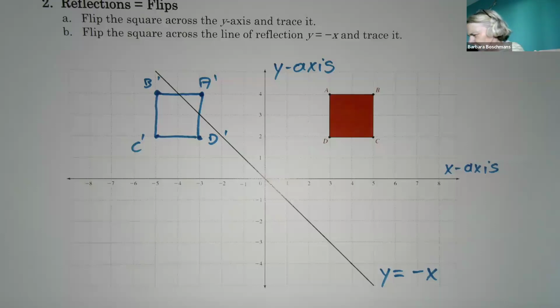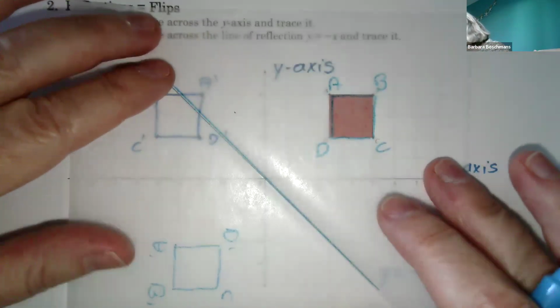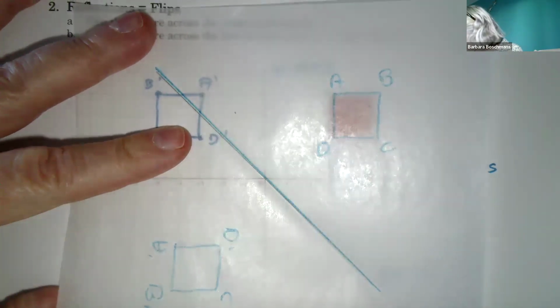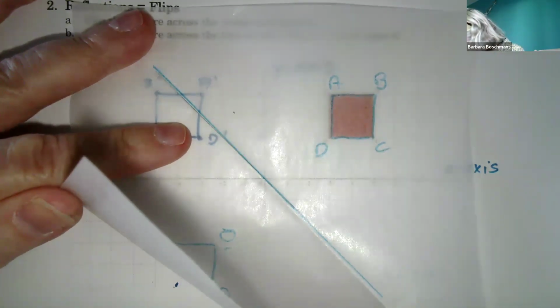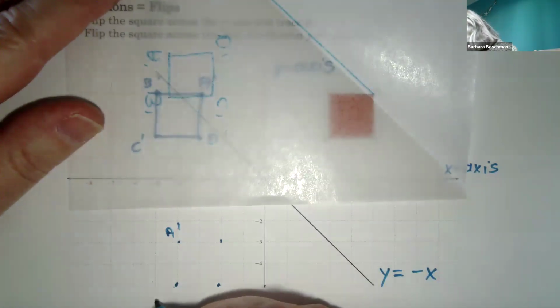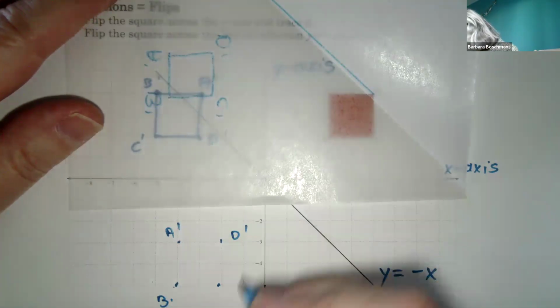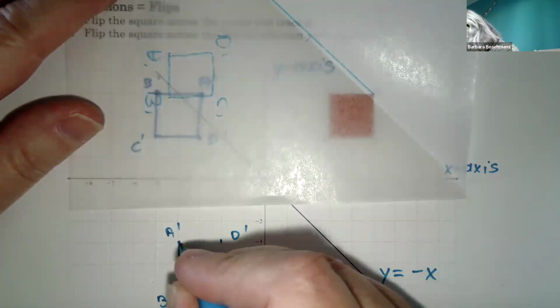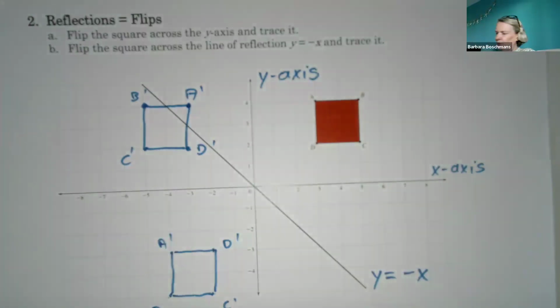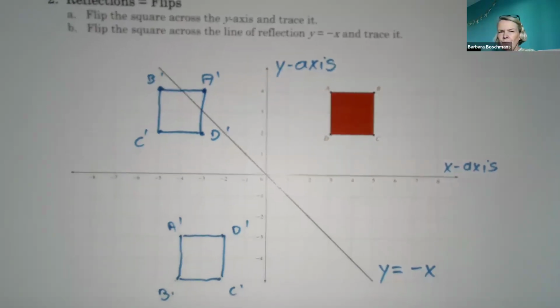Okay, so let me go back and match it up again. So I am right here. I'm going to lift this, make sure that I put it in the right position. Yep. My A prime, B prime, D prime, C prime. So if I were to fold it on this line, it would map on top of itself.